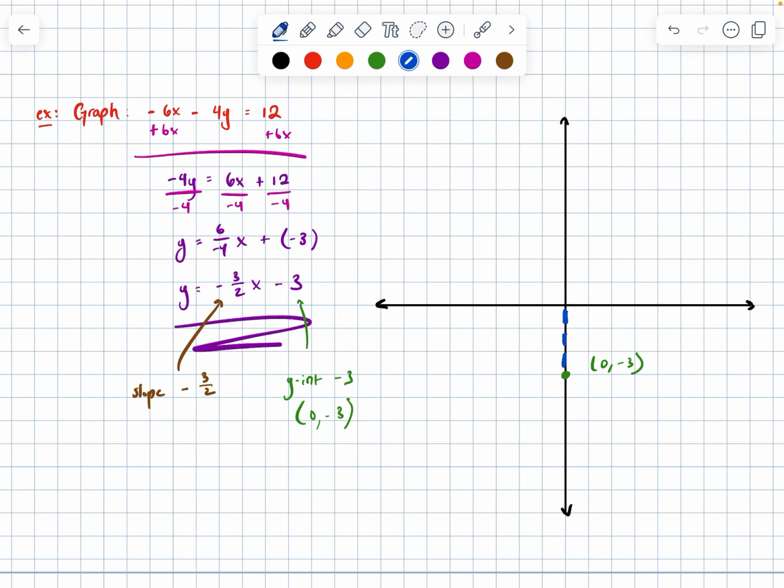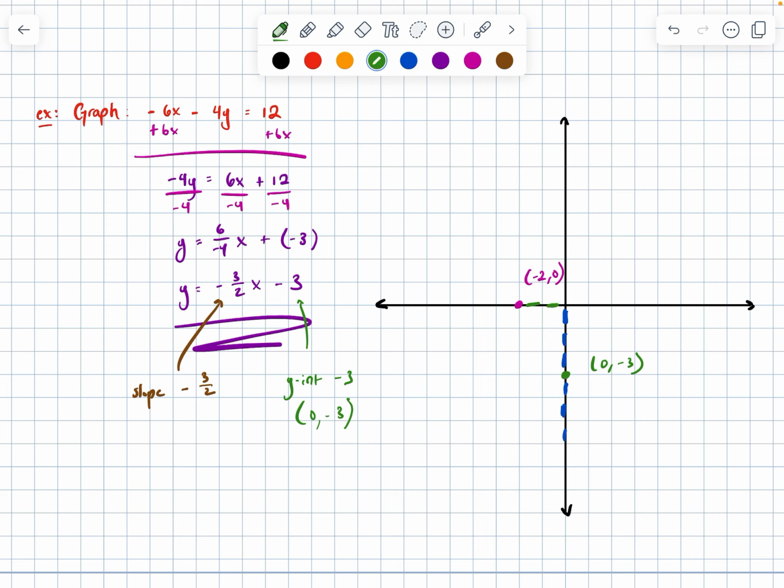Using my slope, I've got a rise of 3 and a run of 2. So same idea. Let's say that I rise by going 3 up. To make sure that my slope is negative, I would need to go 2 to the left. So that tells me that this point, whose coordinate is negative 2, 0, is on my graph.